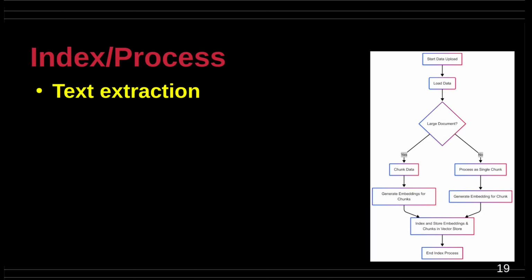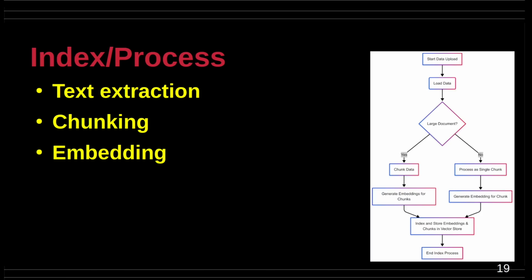The key steps in the process are text extraction, chunking, embedding, and indexing. In text extraction, text content is extracted from the specified sources, like PDF files.